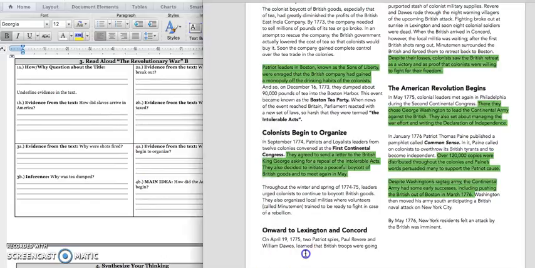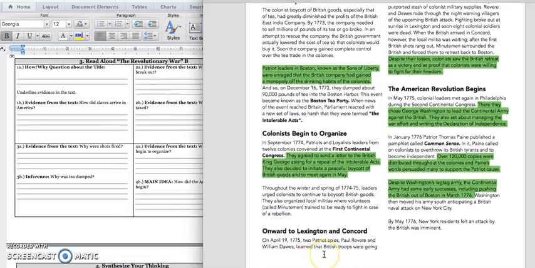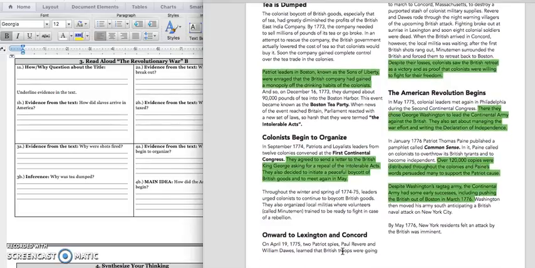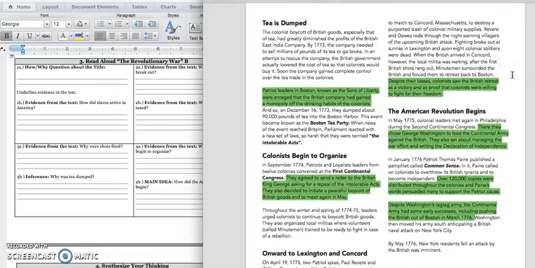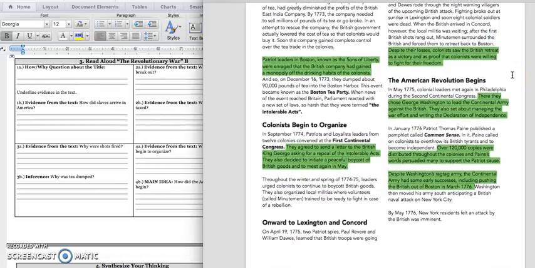Okay, and then in the next section, the British troops were going to take all of the colonists' weapons in Massachusetts, and so the colonists and the Minutemen got together and they actually fought the British soldiers at Lexington and Concord. And now we're at "The American Revolution Begins." In May 1775, colonial leaders met again in Philadelphia during the Second Continental Congress. There they chose George Washington to lead the Continental Army against the British. They also set about managing the war effort and writing the Declaration of Independence.